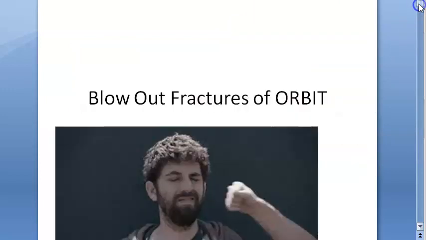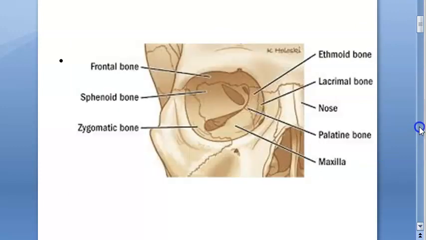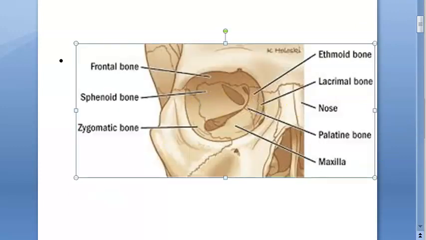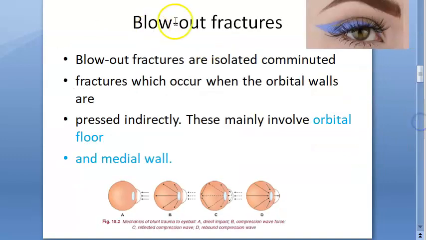So what are we looking at in this video? Blowout fracture of the orbit. The orbit has the frontal bone, zygomatic bone, maxilla, lacrimal bone, ethmoid bone, and then the sphenoid bone. So many bones are there, and there is a fracture. So fracture usually we refer to what? Bone, right? So here we are looking at what?